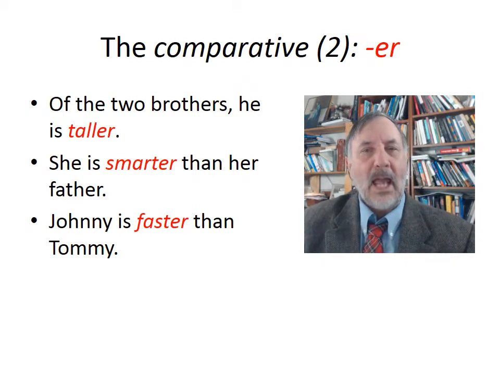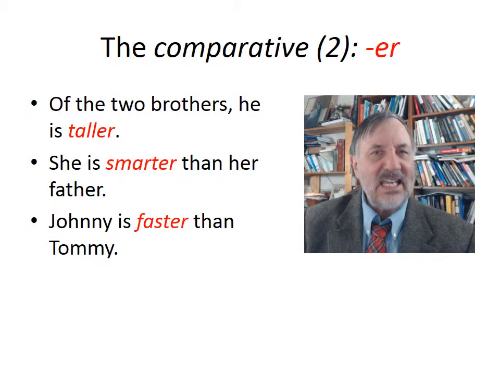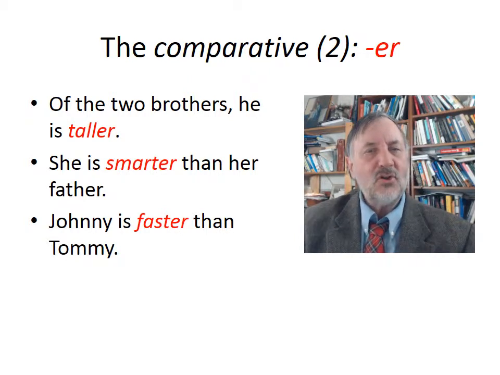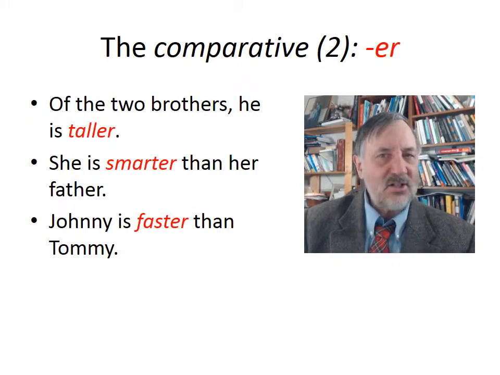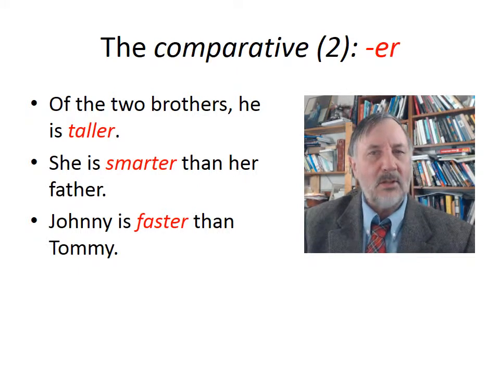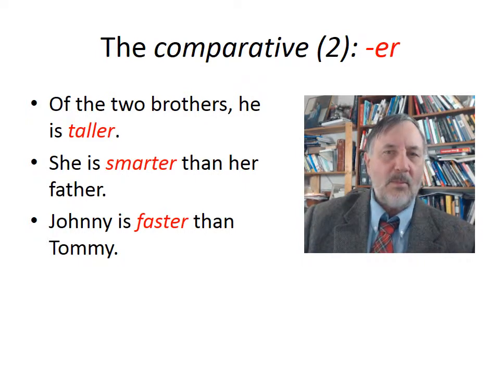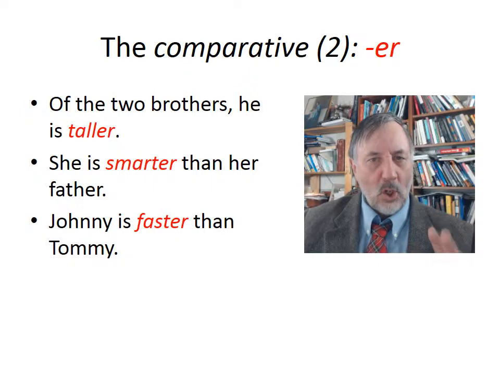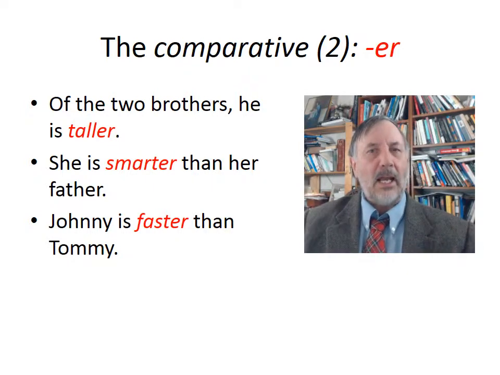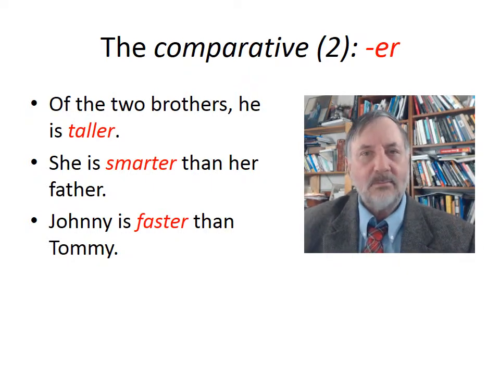The comparative looks at two items, puts two items up against each other and compares them. Okay, and this form generally adds an er. So of the two brothers, he is taller. She is smarter than her father. Johnny is faster than Tommy. Okay, so we have the er form here. And remember, this is when we look at two items and compare and or contrast them.